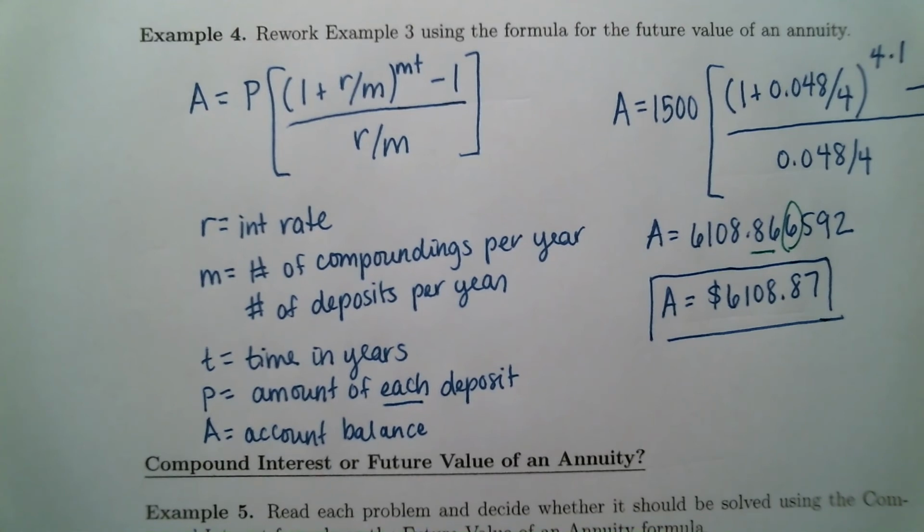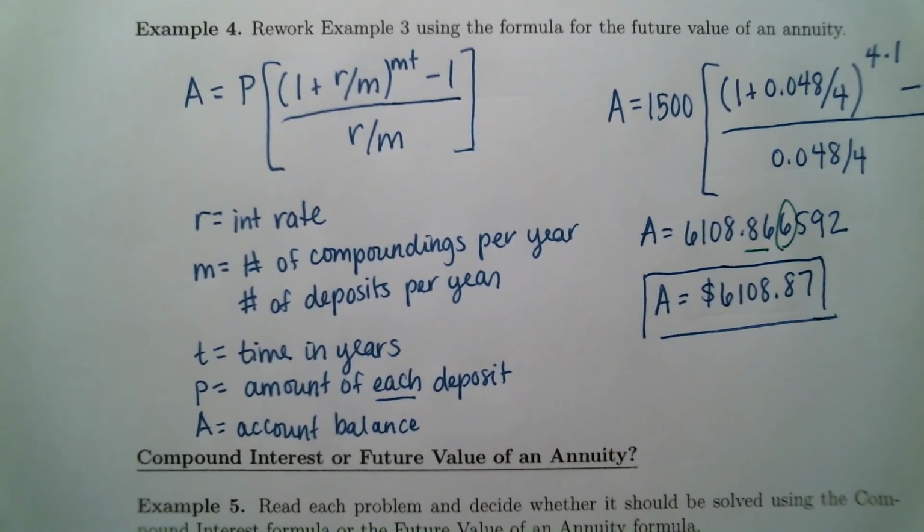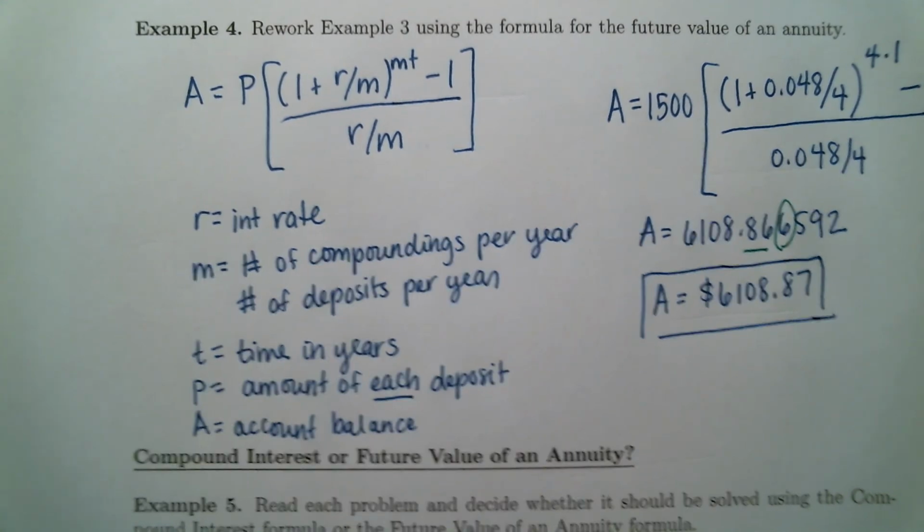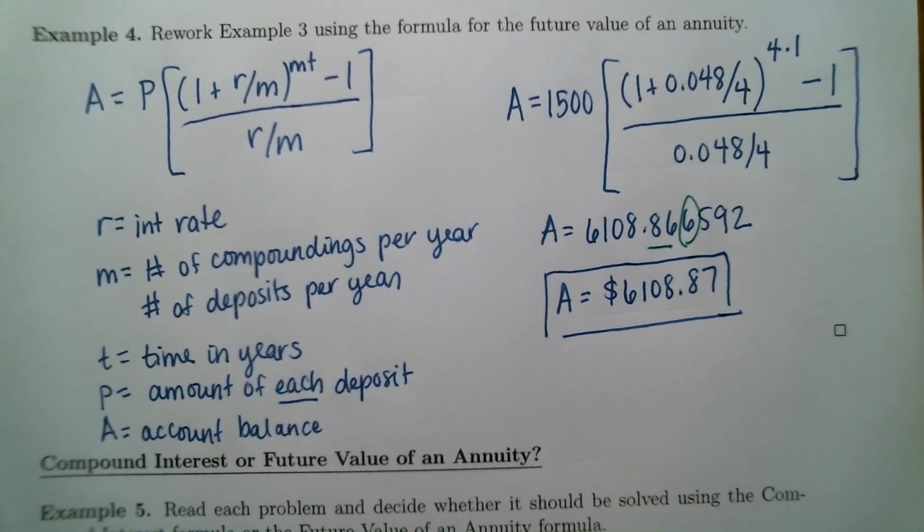All right, so now we're going to move on to example 5. Before we start working these types of problems out, whether it's compound interest or the future value of an annuity, I want to give you examples to read through just so that you can identify whether you're dealing with a compound interest problem or the future value of an annuity problem. Once you learn how to identify each problem as one type or the other, then we will spend some time working through them.